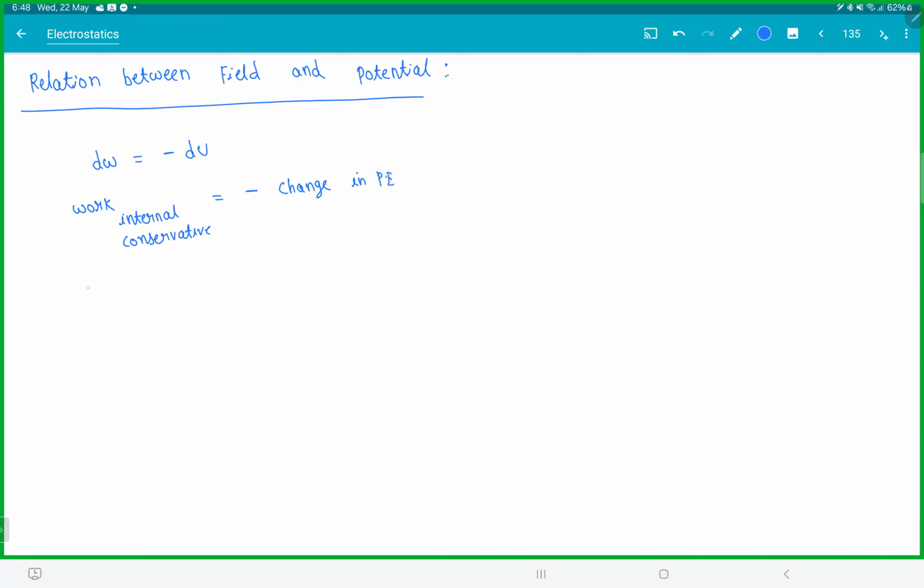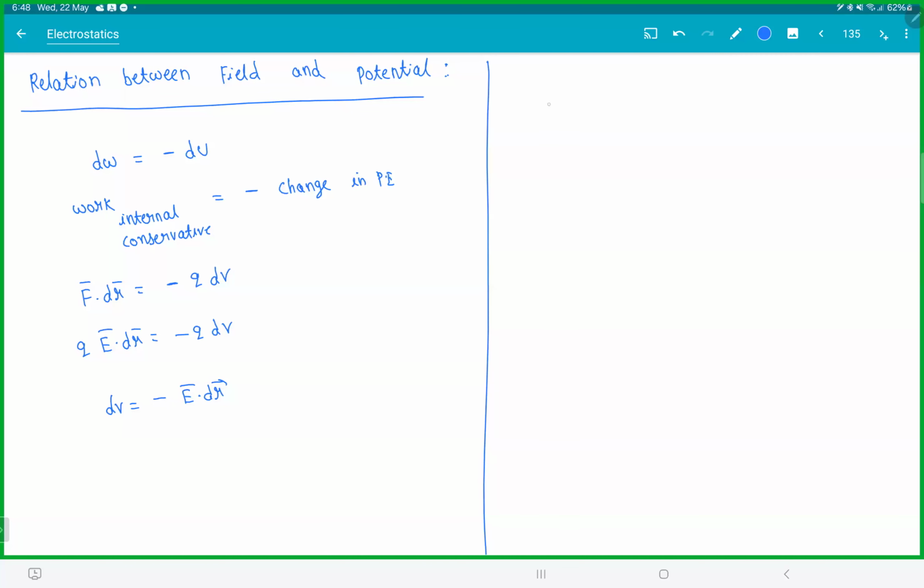So work done is F bar dot dr. This is minus Q into potential difference. So this is Q into E bar dot dr, which is minus Q dV. So we get dV is equal to minus E bar dot dr. We got quite a similar thing in the work-energy statement. If you remember, the relation between force and potential energy.